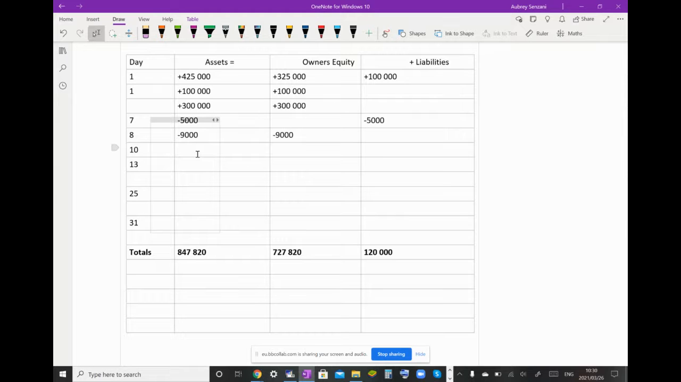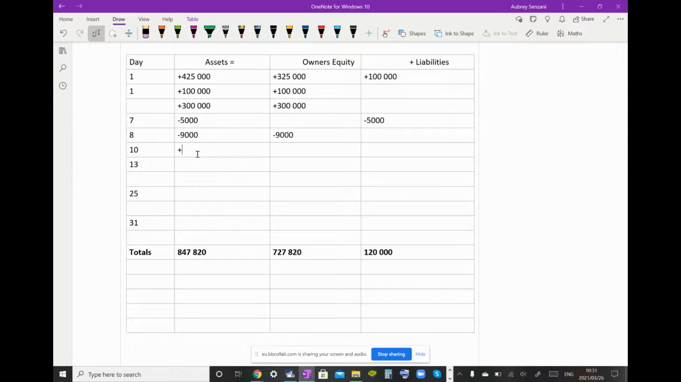Then we move on to the 10th, purchase trading goods on credit. In other words, we purchased what? Stock, trading inventory, which is what? It's an asset. So under assets, what are we going to do?